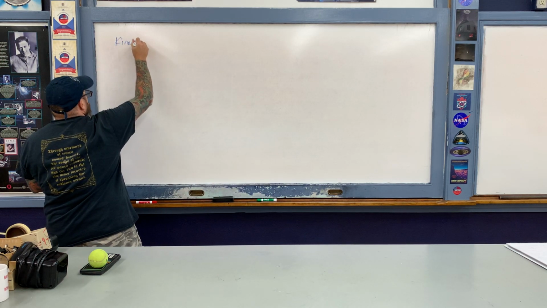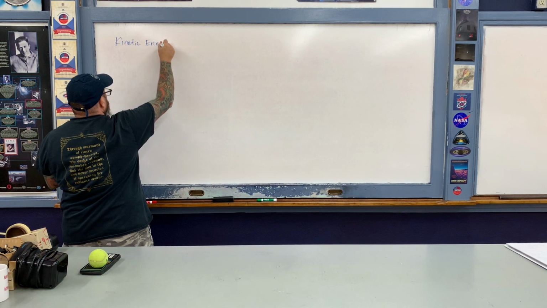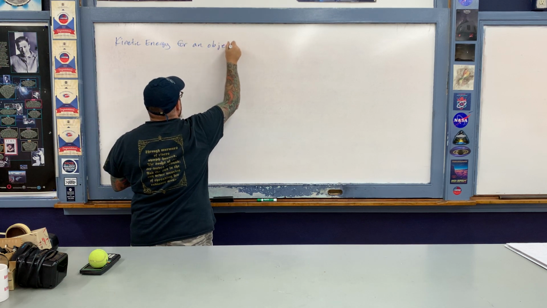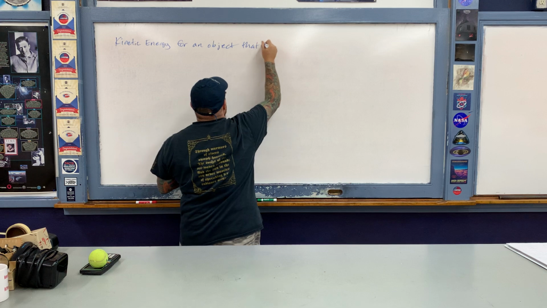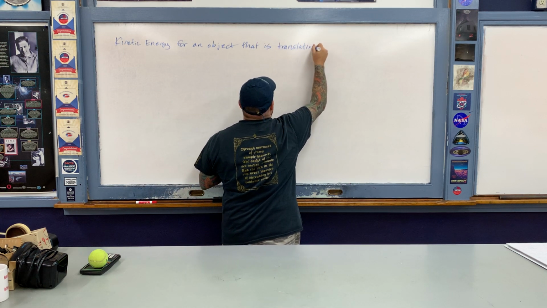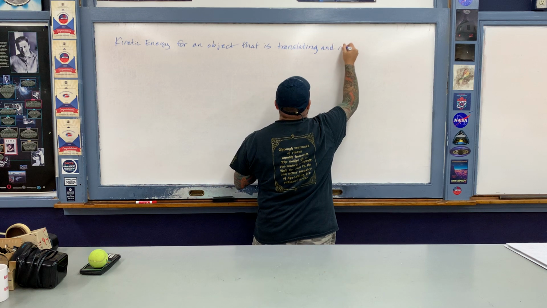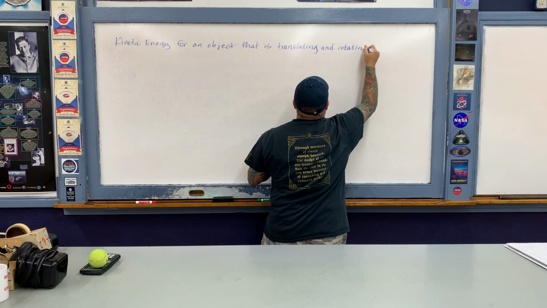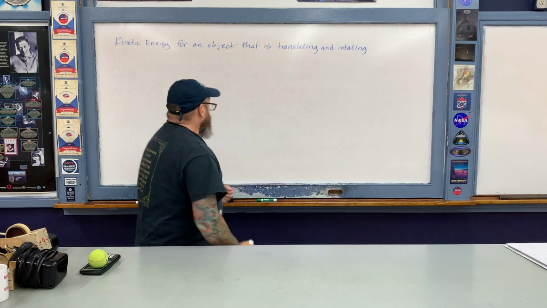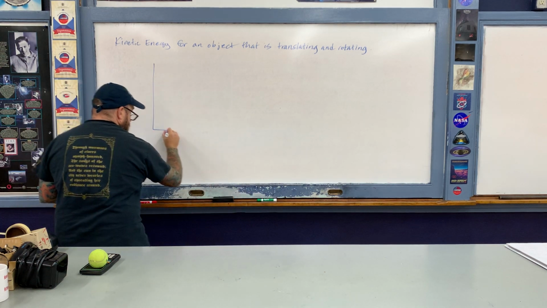Okay, kinetic energy for an object that is translating and rotating. Once again, the rotation is about the center of mass. We're going to set up a Galilean relativity situation, actually.